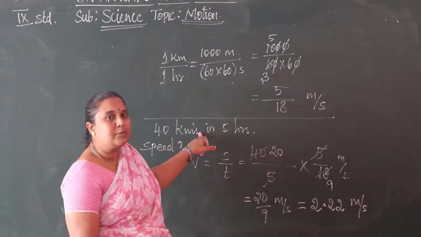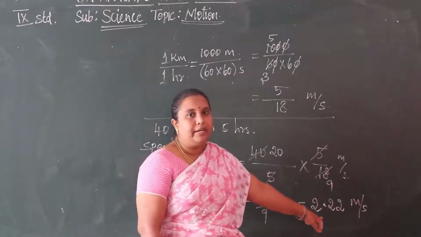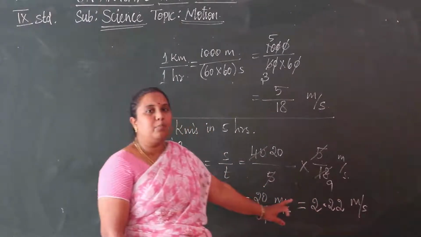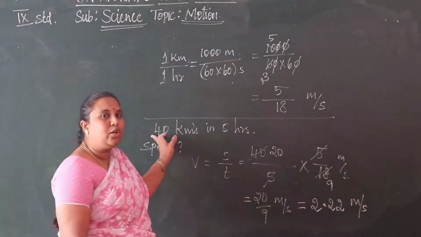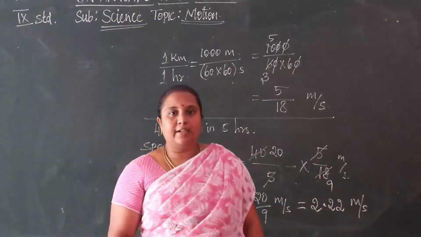5 hours. The speed of the body, we can say, is 2.22 meters per second. What is the speed of the body? It travels 40 kilometers in 5 hours. 2.22 meters per second. Okay.